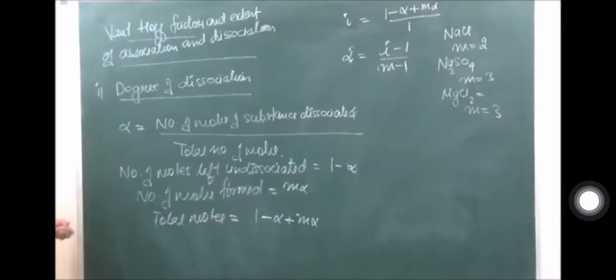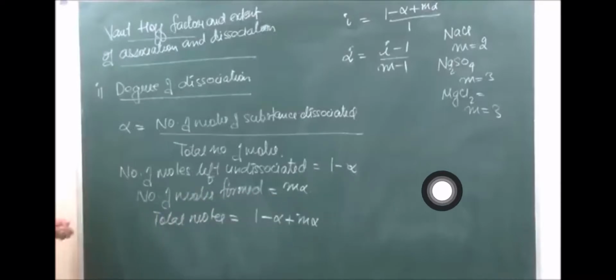So left out will be what? If we are taking water and we are adding some amount of salt inside that, definitely some amount of salt will be mixing down, that is, it will get dissociated, but a few amount will remain as it is in the water, right? So that is the number of moles left undissociated. So we denote that by 1 minus alpha.